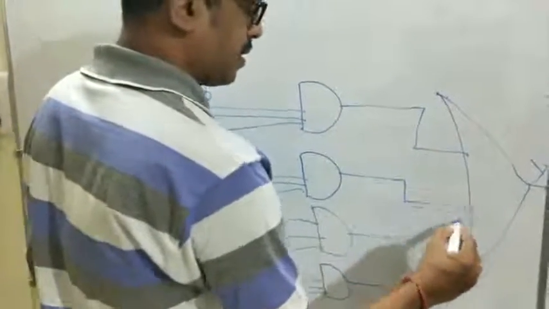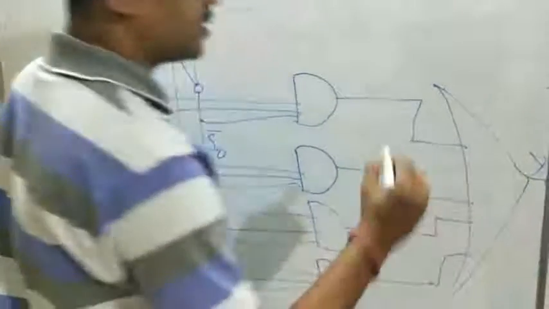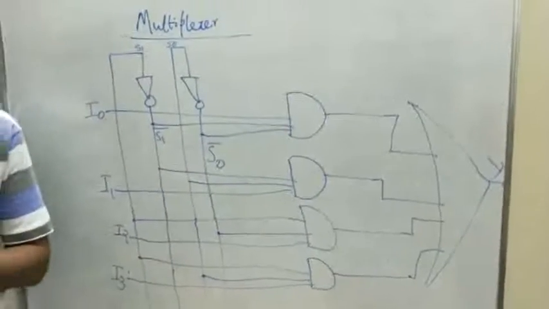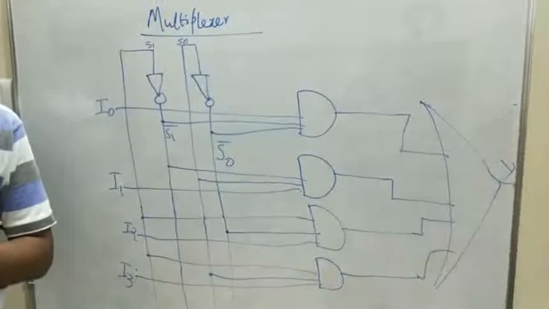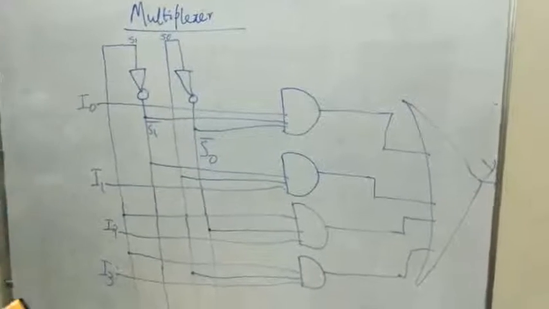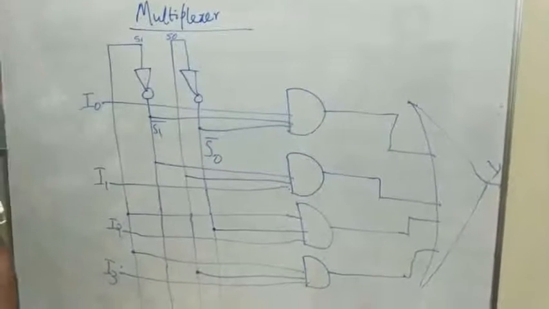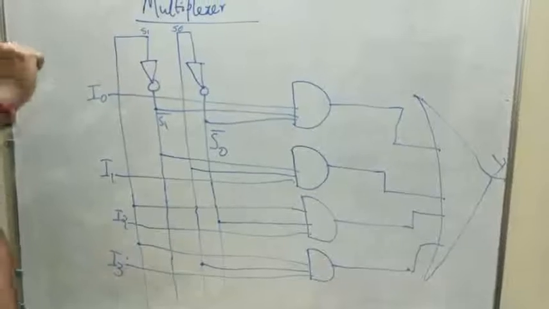Okay, so this is our multiplexer. If you want to design a 4x1 multiplexer, you need to design a 2x4 decoder and you need to connect the data inputs with all the AND gates. Okay, unique data inputs with all the AND gates.